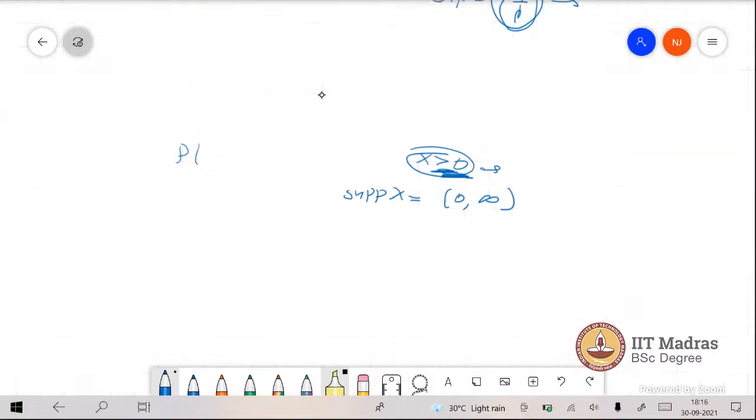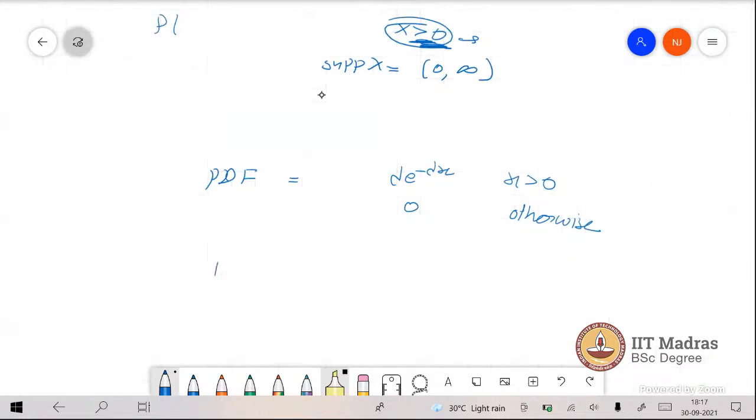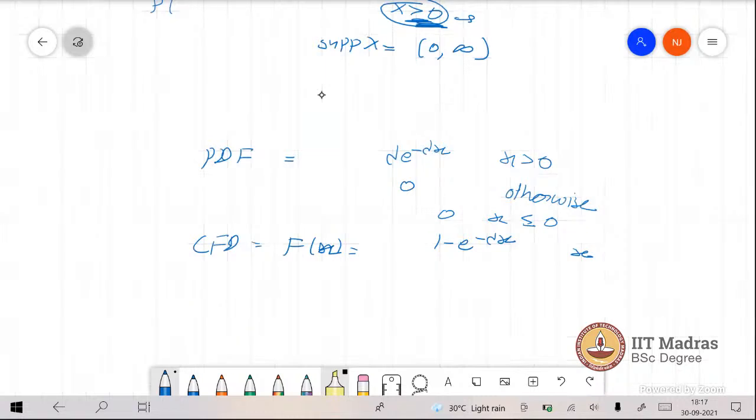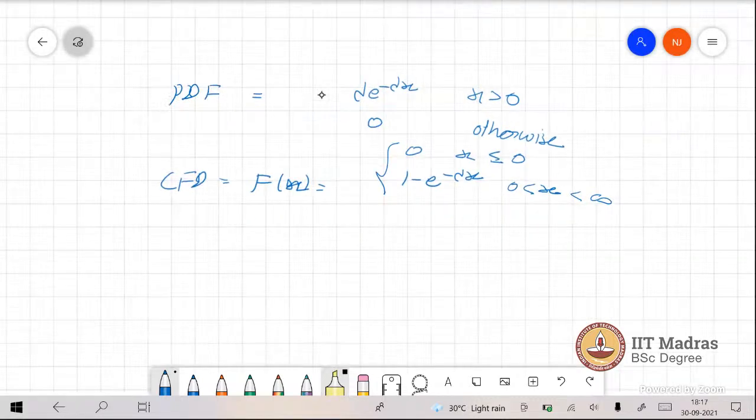Now, what is the PDF of an exponential distribution? It is lambda e raised to power minus lambda x, when x is greater than 0 and 0 otherwise. And what is the CDF of that? If you integrate this from 0 to x, it will come as F of x equals 1 minus e raised to power minus lambda x when x is greater than 0, and it is 0 when x is less than or equal to 0. This is how you define the CDF of the exponential distribution.